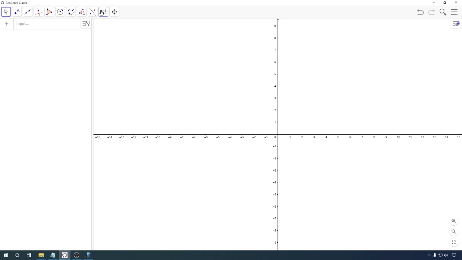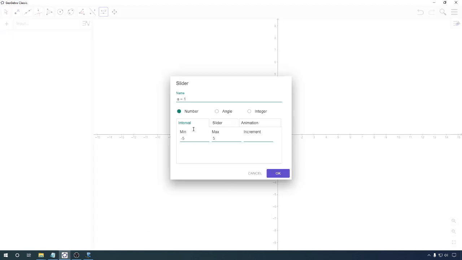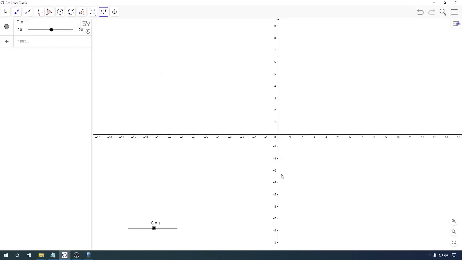Now I'm going to go ahead and, rather than draw a whole bunch of graphs because that can get a little messy, I'm just going to make it what we call a slider. We're going to say we have constant c, it's an integer. We're going to let this c vary from -20 to 20. This will allow me to change the c as I go.